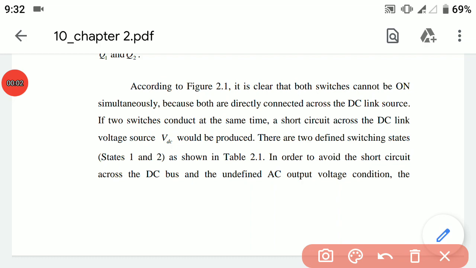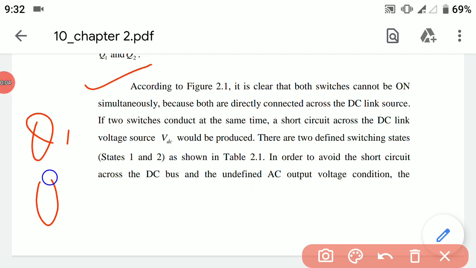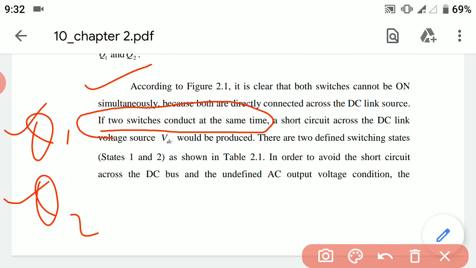We are using two switches, Q1 and Q2, in this circuit. If both switches conduct at the same time, that is if Q1 and Q2 are operating simultaneously, then there may be a chance of short circuit across the DC link, that is the voltage source. According to the design of this circuit, there is a chance of short circuit if we operate both these switches simultaneously.